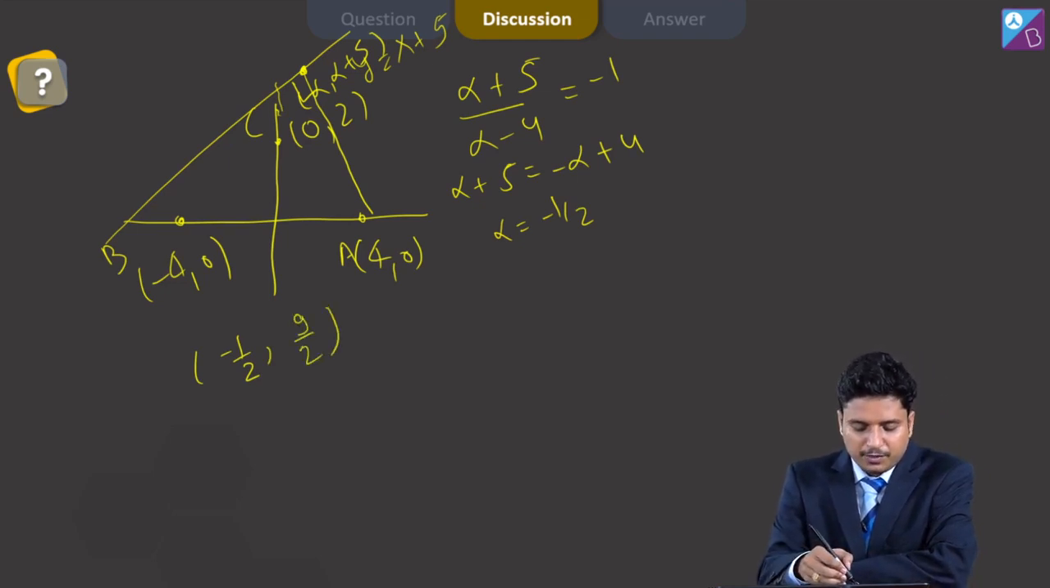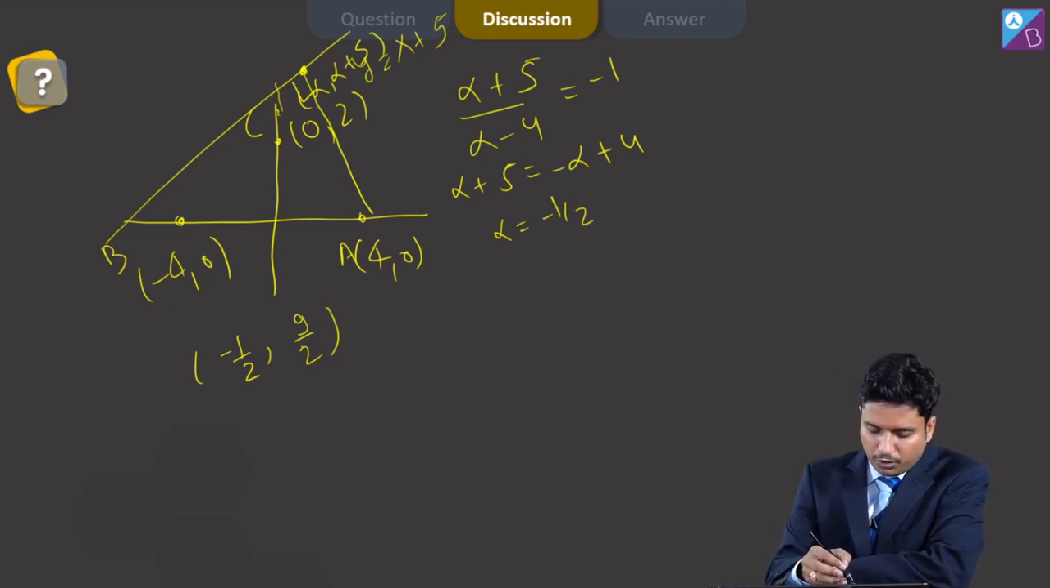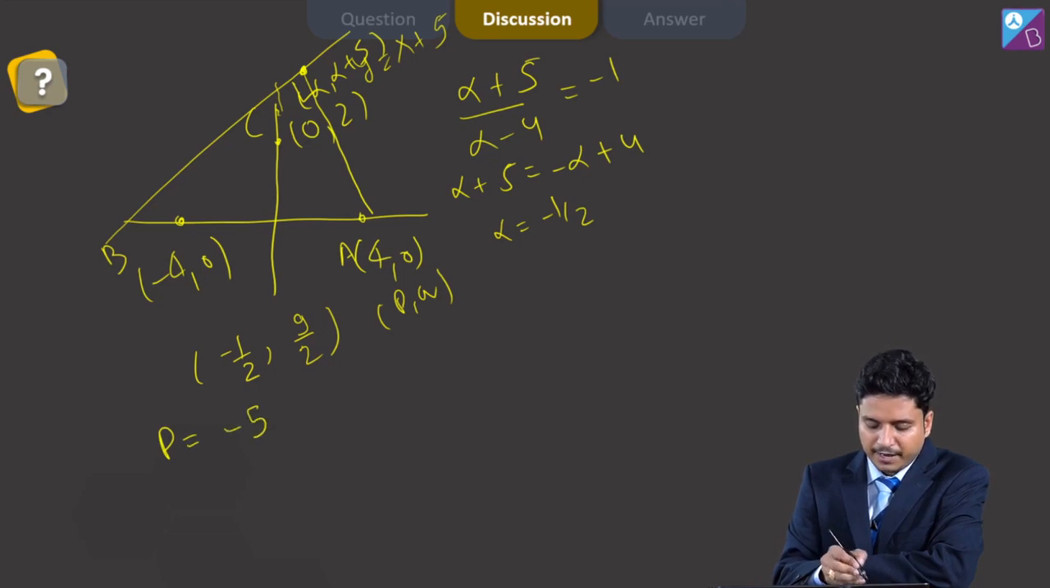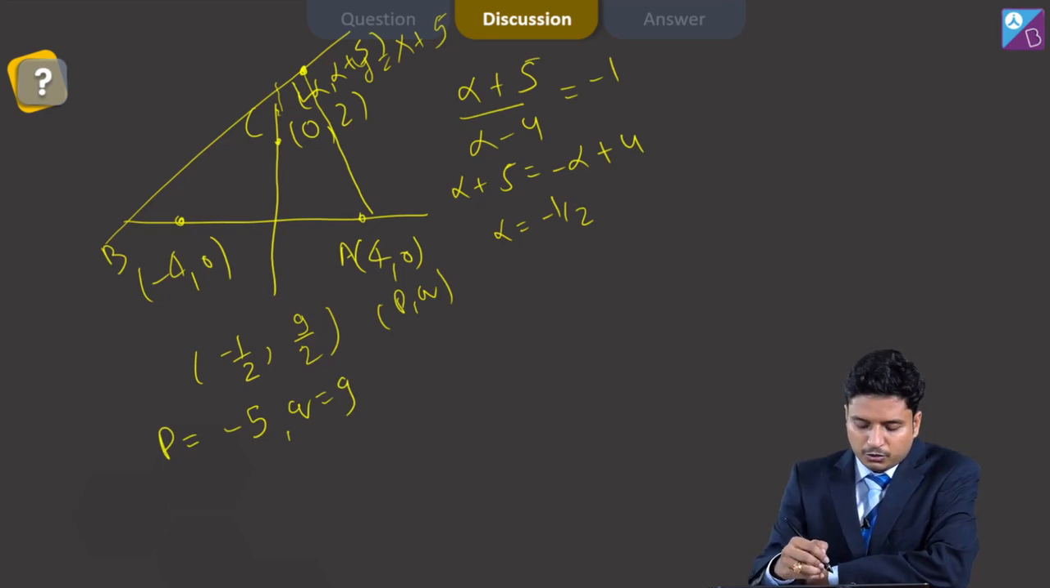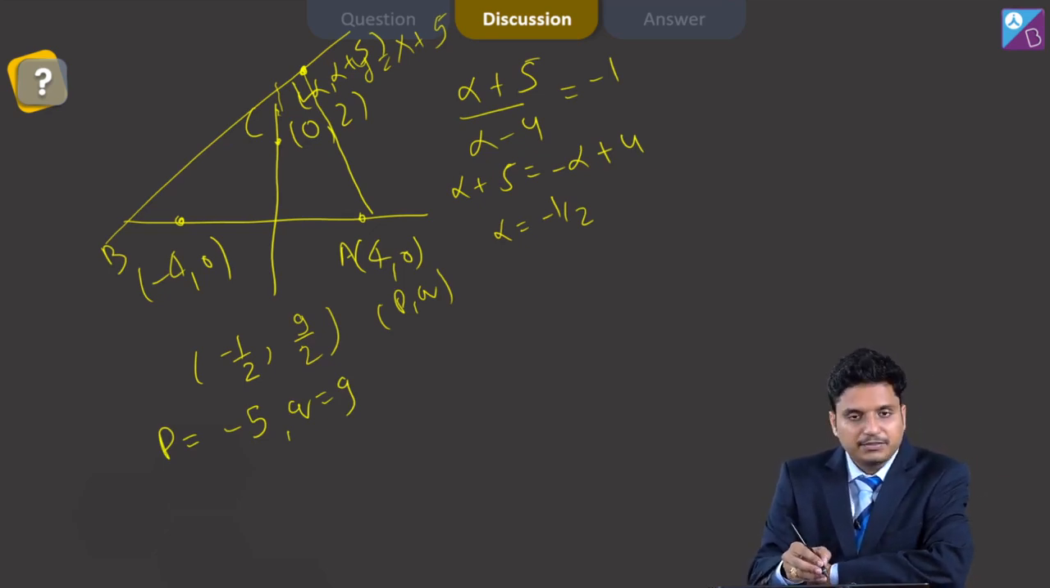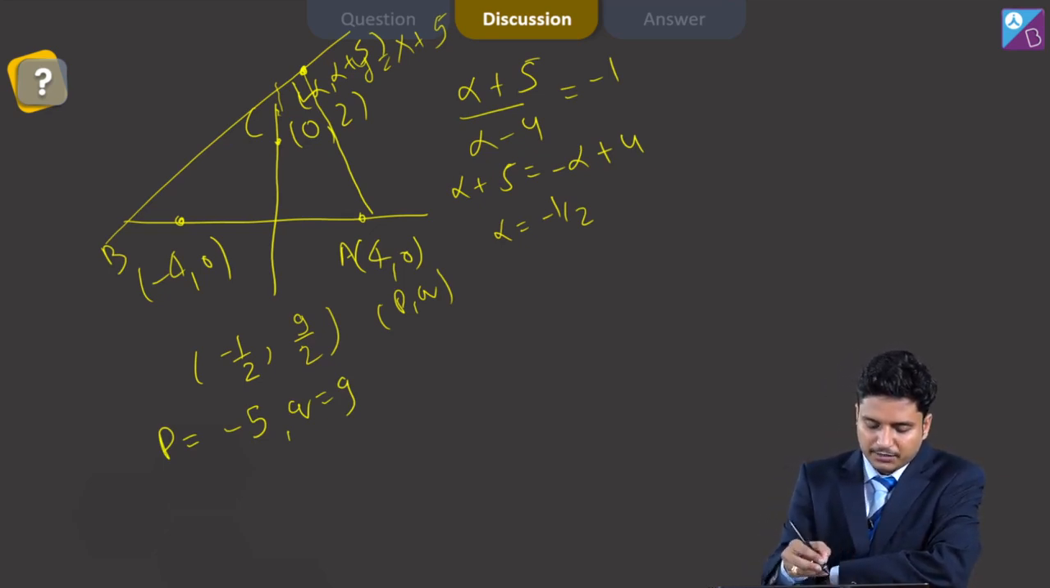4 comma 0 is 1 point and its mirror image is something for which this foot of perpendicular will be the midpoint. So 4 comma 0, suppose that point is p comma q, and the midpoint of 4 comma 0 and p comma q is minus 1 by 2 comma 9 by 2. What will be the value of p? It will be minus 5, and here q will be equal to 9. So p comma q is actually minus 5 comma 9. So minus 5 comma 9 is the mirror image of A.